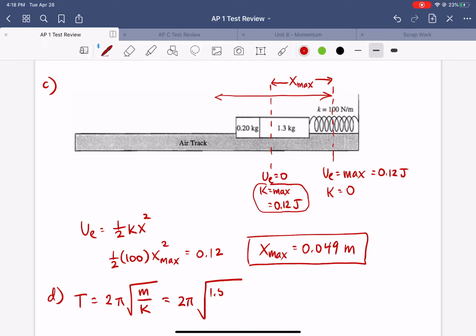The mass is 1.5 kilograms. The spring constant is 100 newtons per meter. So if we work this out, we get a period of 0.77 seconds. All right, so that does it for this problem.